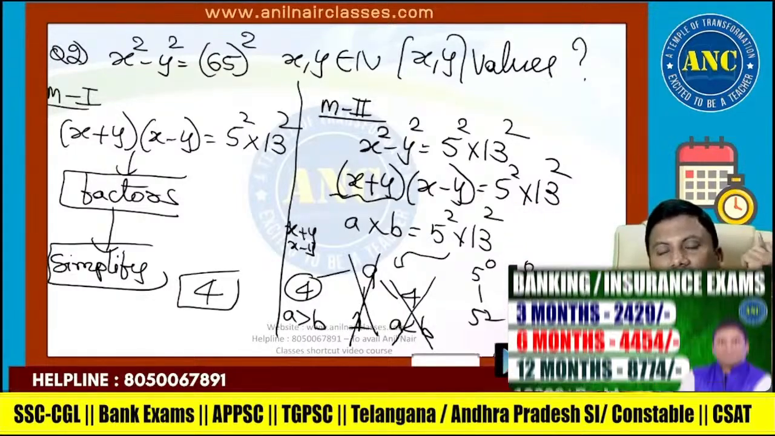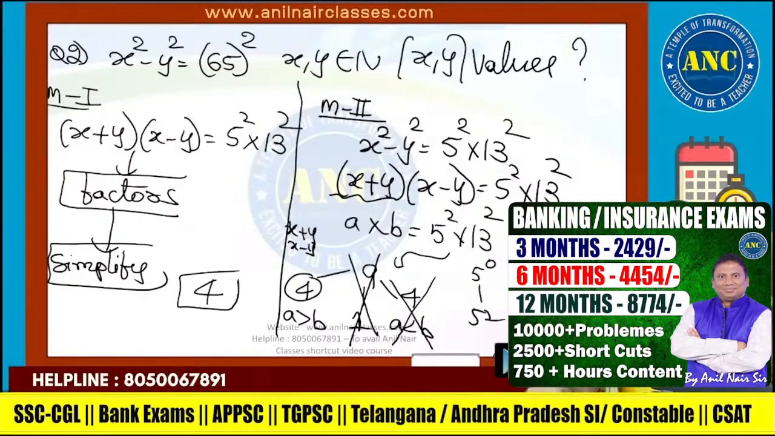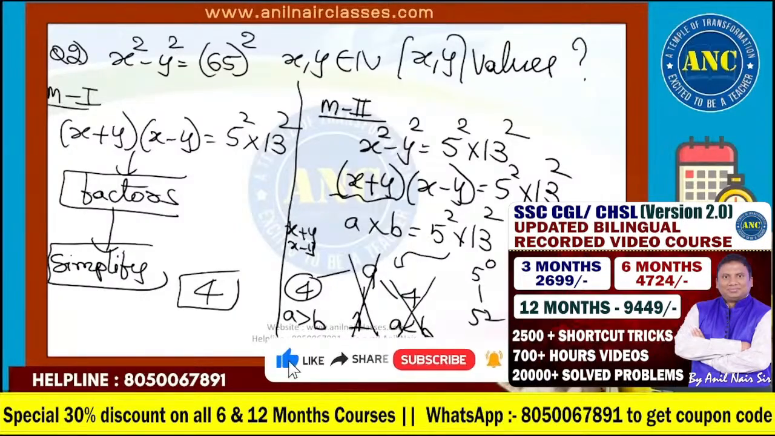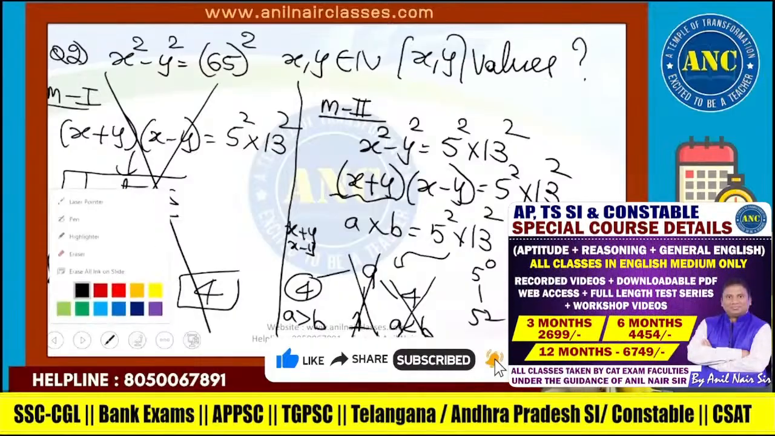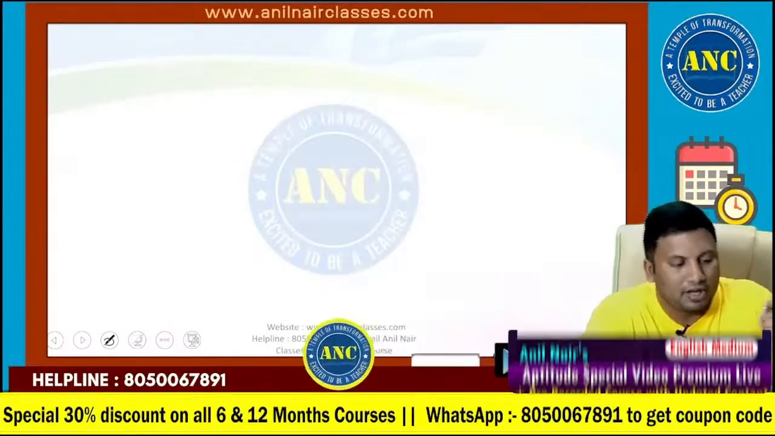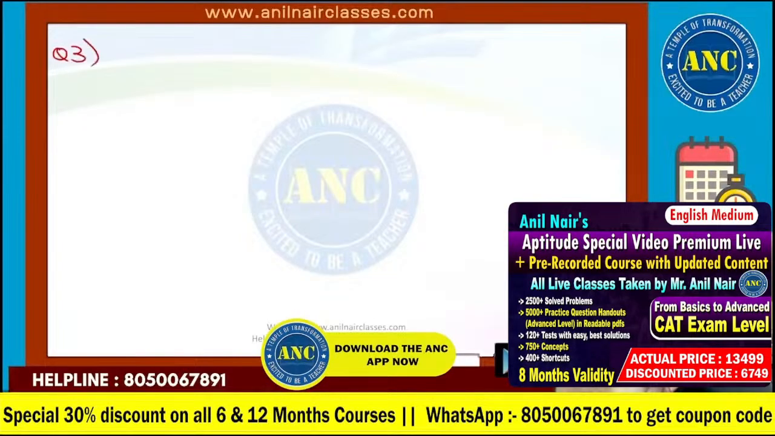If x plus y and x minus y both are equal, y will be 0. But y cannot be 0, so that is the reason this case is eliminated. This is the traditional outdated method. If you study like this, you will keep writing CAT and one day you will give up. Now let us solve the questions orally.